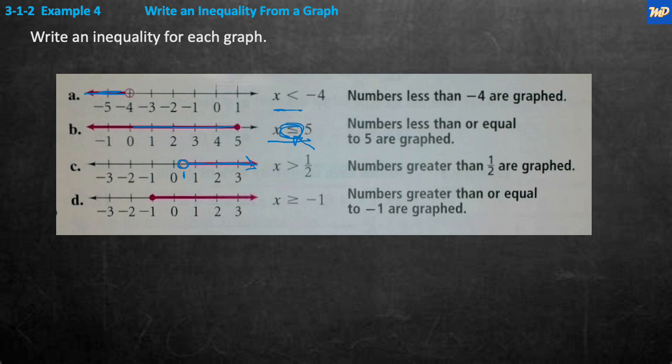We have a dot, not an open circle, a dot on -1. So we know it's x is something to do with -1. And the x values are all the colored part of the line. These are all greater than -1. They're all above -1: 0, 1, 2, 3. We don't get the negative 3 or -4. It's just from -1, including the -1. So that's going to be x is greater than or equal to -1. Numbers greater than or equal to -1 are graphed.